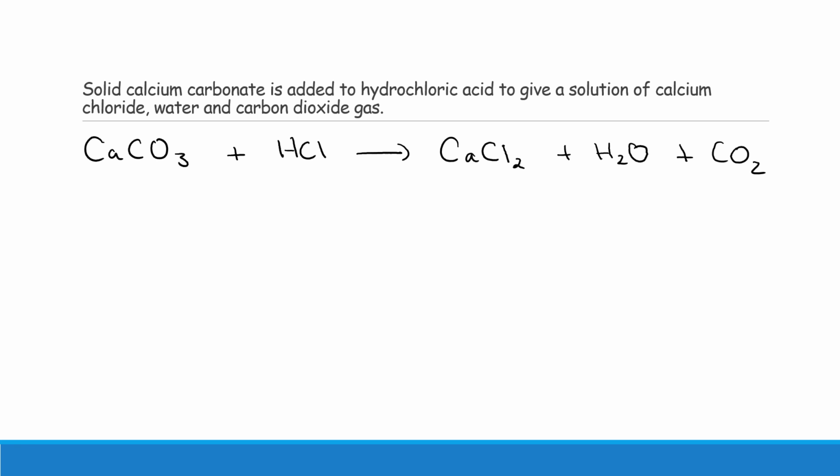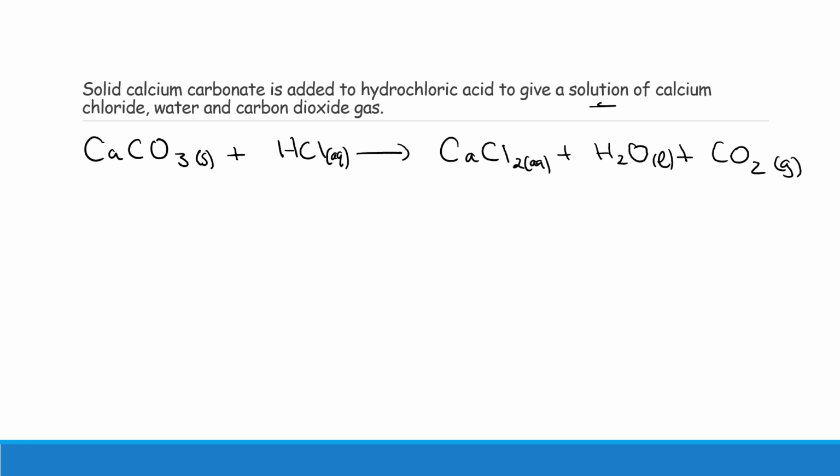Well, calcium carbonate is a solid, so I write solid. Hydrochloric acid means it's dissolved into water, so I write aqueous. Calcium chloride is a solution, so I write aqueous. Water is a liquid, so put liquid, and carbon dioxide is a gas. Step number 3, balance using coefficients.